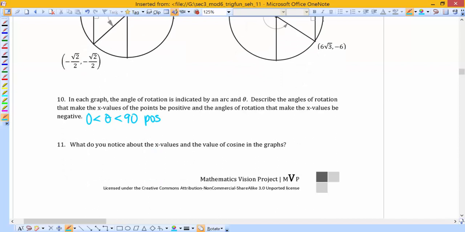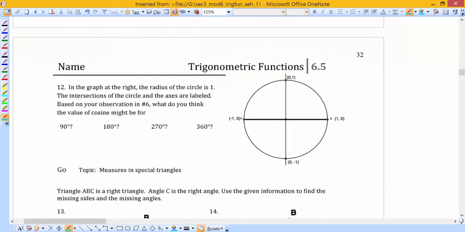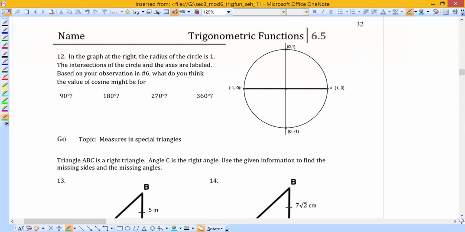And let's see, what do you notice about the x values and the value of cosine in the graph? So find some connections there. On number 12, I would like you to use your unit circle. So read the directions and then use the unit circle to help you answer those. And just as maybe a bonus, find sine also.